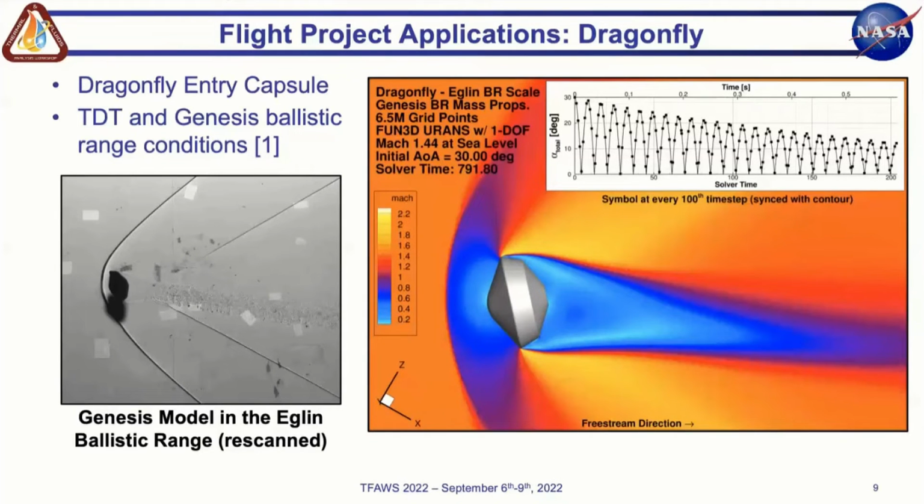And so this model starts at 30 degrees, again at that Mach 1.44 case, and allows the model to just pitch down as time runs on using a RANS solution. This work will also be continued on to a variety of TDT conditions as Dragonfly is undergoing active TDT testing. Next slide.